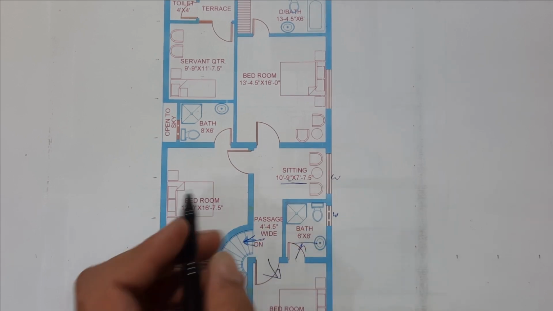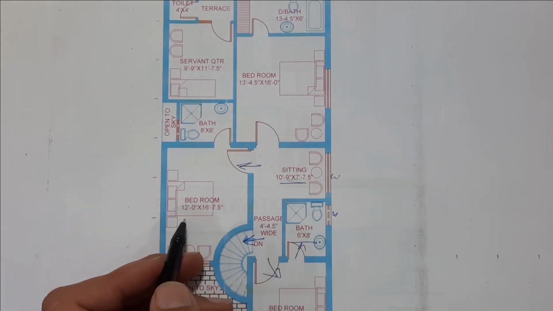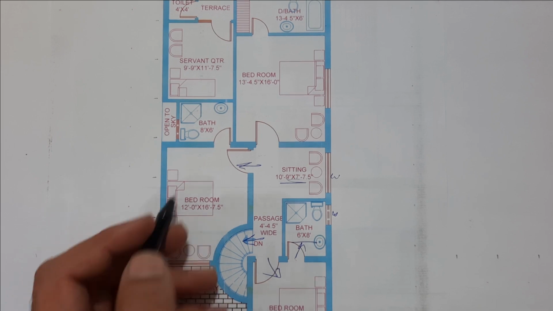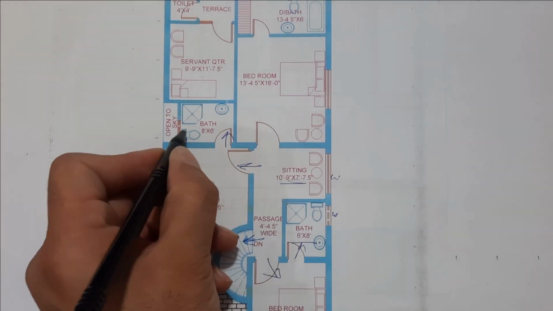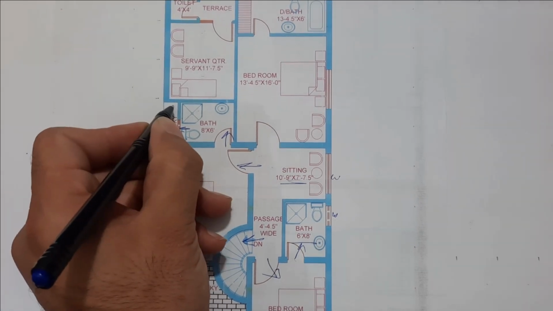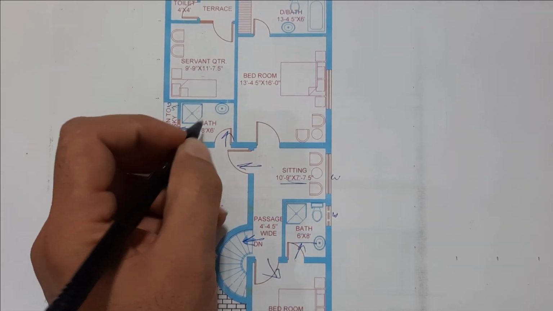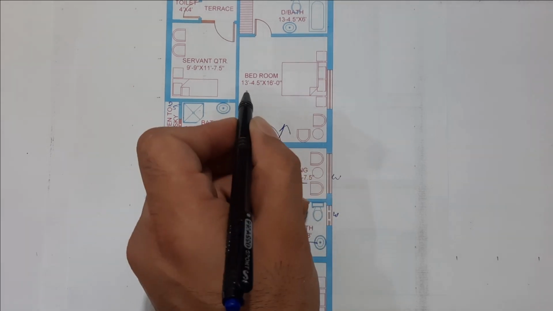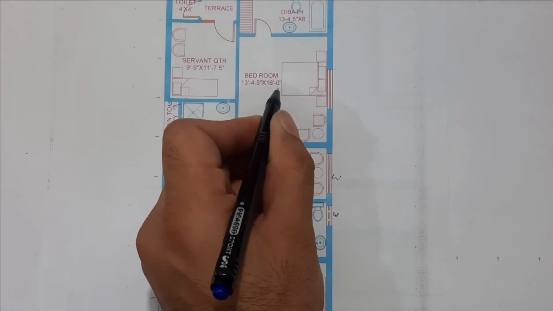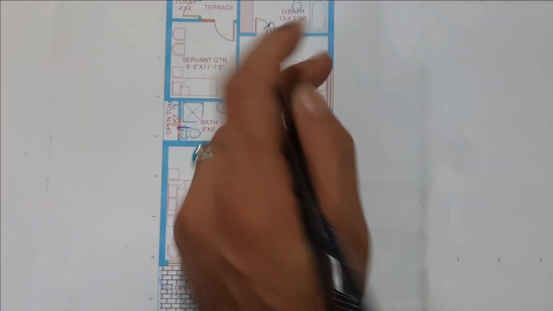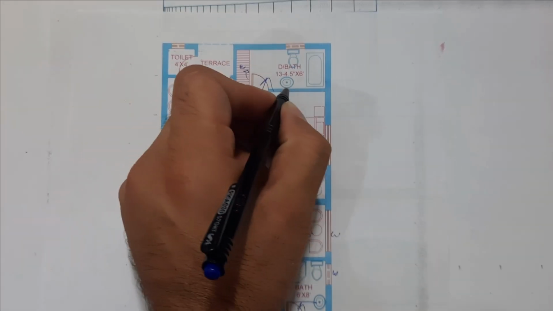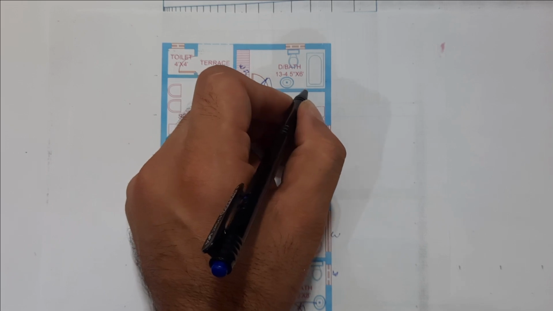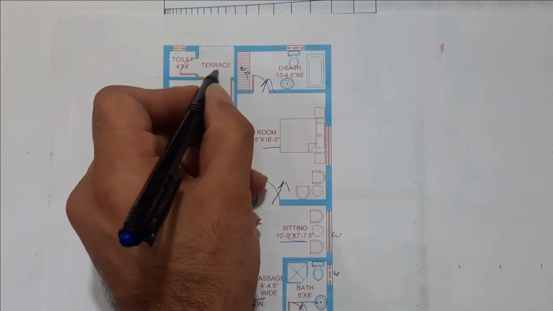This is its window. This is the second bed, size you can see 12 feet by 16 feet 7.5 inches. This is its bath, size is 8 feet by 6 feet. This is open to sky, width is 2.5 feet. This is the third bedroom, size is 13 feet 4.5 inches by 16 feet. This is its dressing bath. You can see the wardrobe, size is 13 feet 4.5 inches by 6 feet, and this is the terrace.